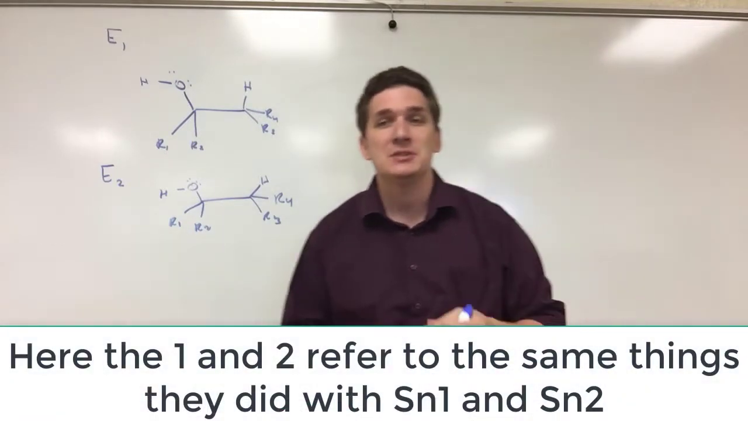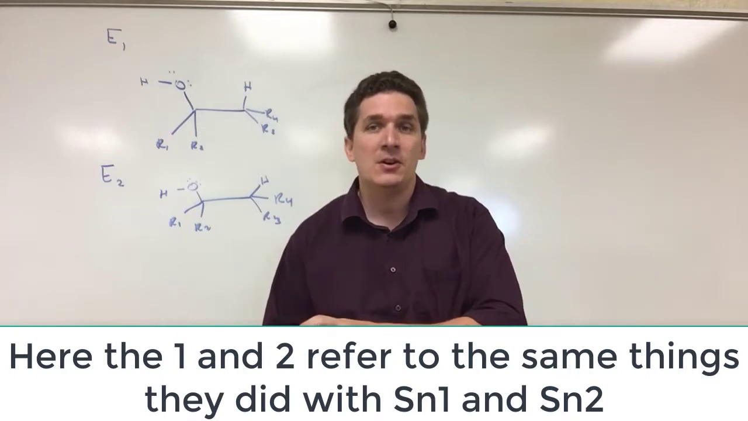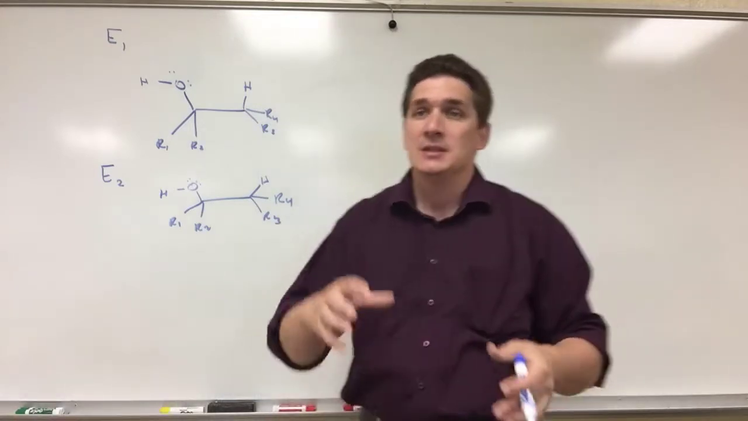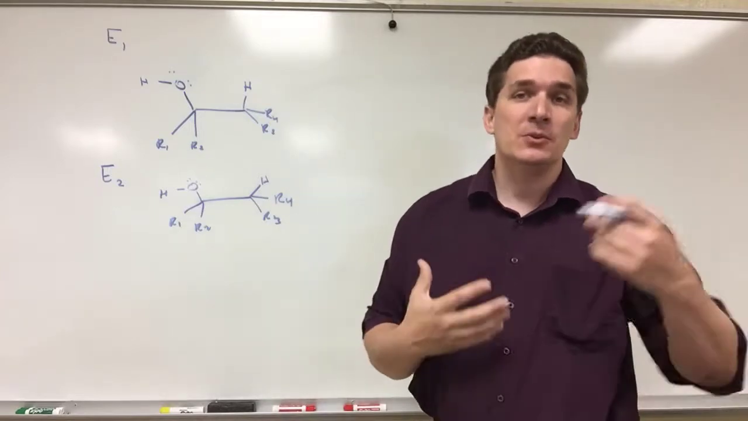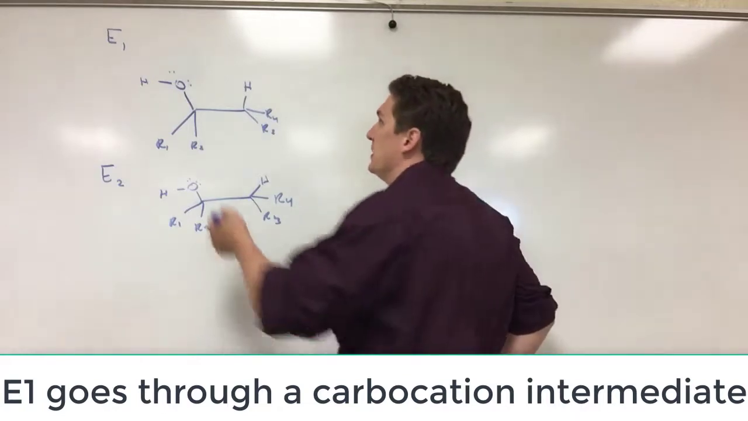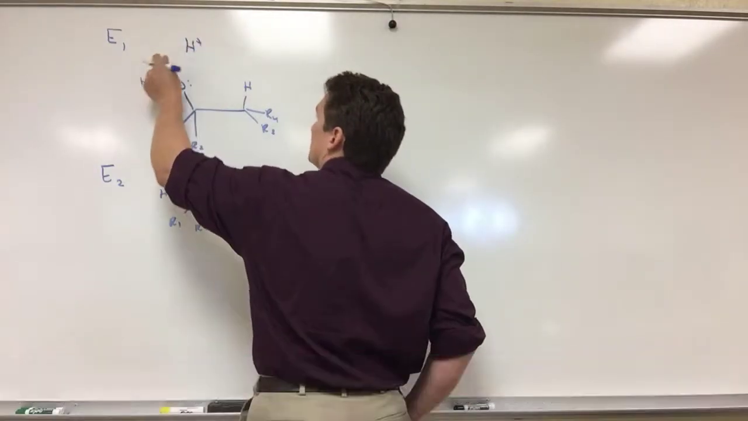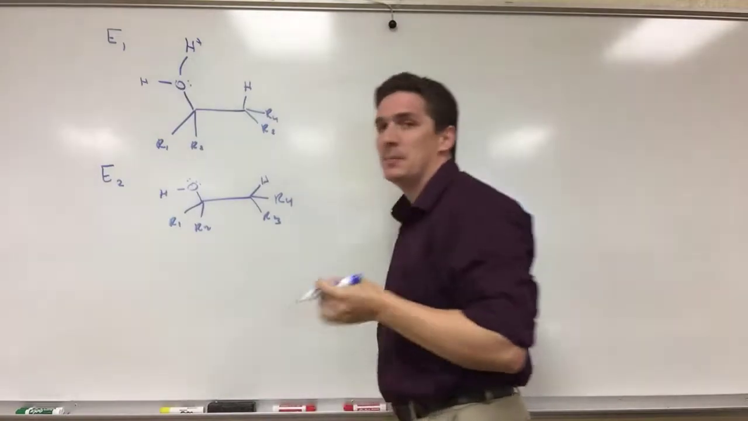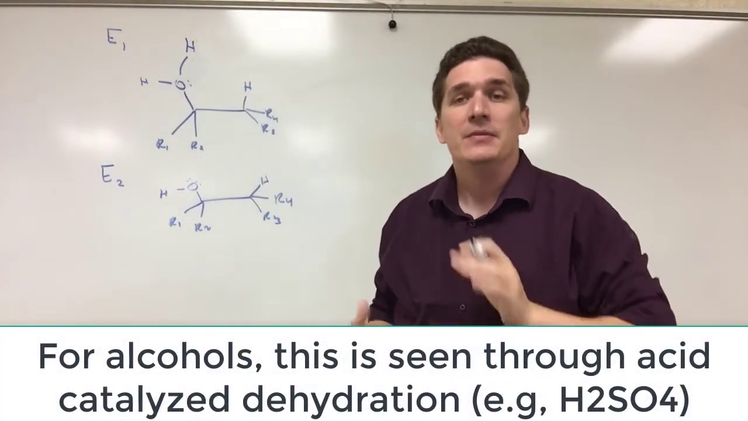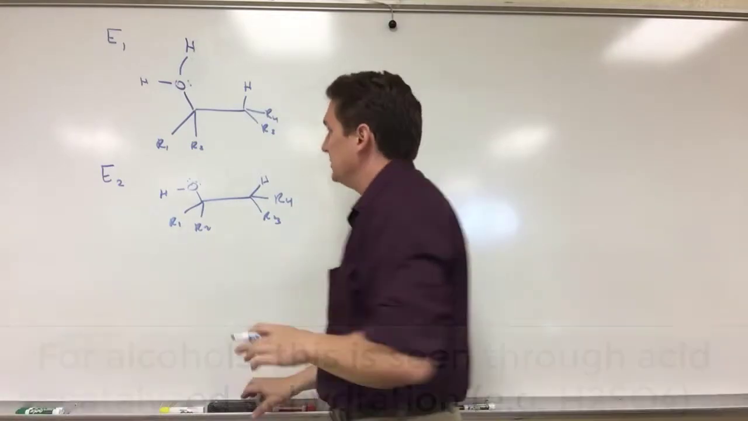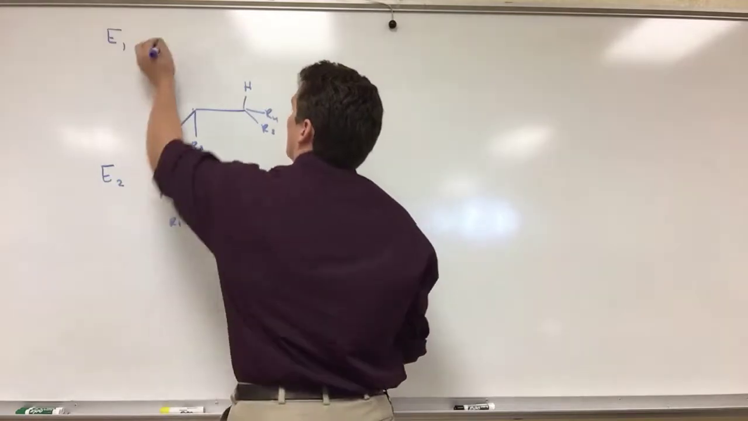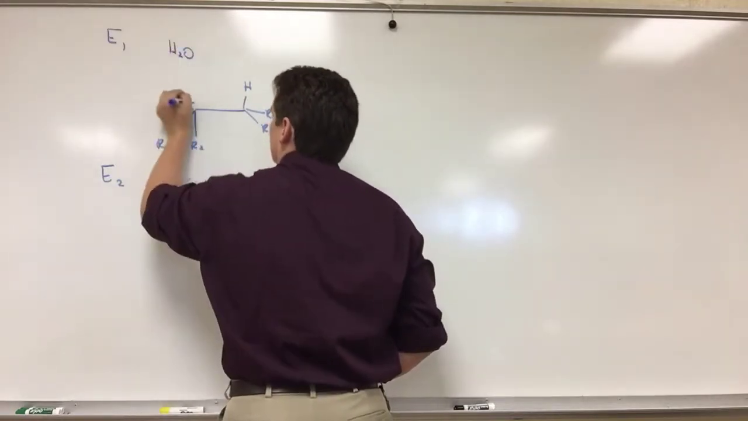So when we say E, we are saying elimination. We're taking the alcohol and we are dehydrating the alkane to form an alkene. So for the E1 mechanism, we're going to go through a carbocation intermediate. Typically this is an acid-catalyzed reaction. We have an H+ floating around in solution. The alcohol is going to form a bond with the H+ to form an OH2 transition state. The OH2 transition state pops off, and we're going to end up with a carbocation.